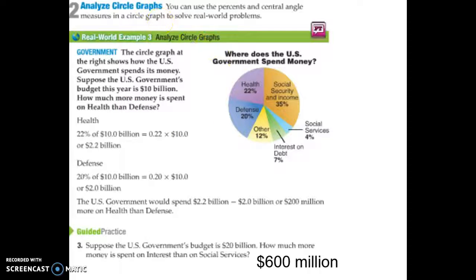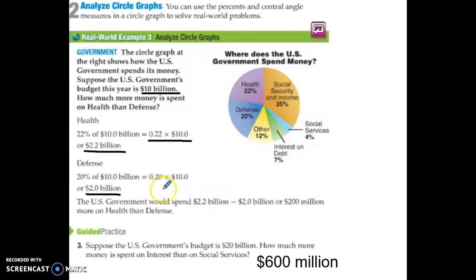There we go. Read it right, Mr. Griner. Health and defense. So, 22% of, what's the total? 10 billion. So I do 22% of 10 billion, which is 2.2 billion. For defense, it's 20%. Well, what's 20% of the whole thing? 10 billion. 2 billion.